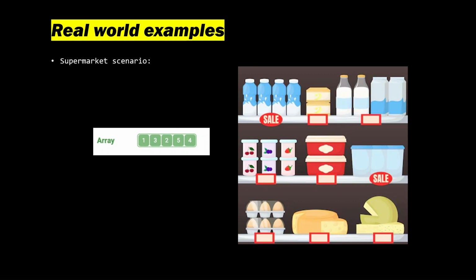So what are the real-world takeaways? Arrays are good when you need quick access to items, but they are less flexible when modifying the structure, for example, adding or removing items in the middle.